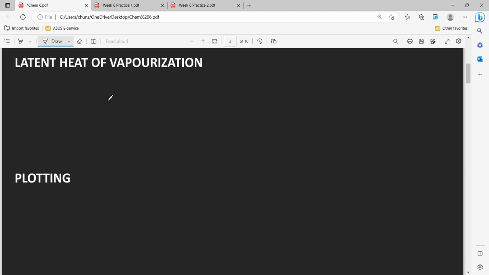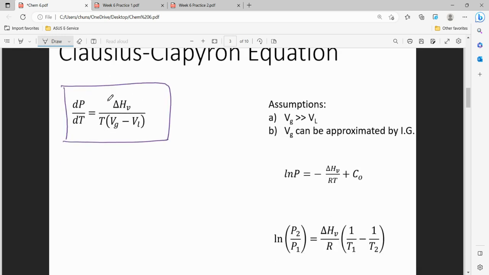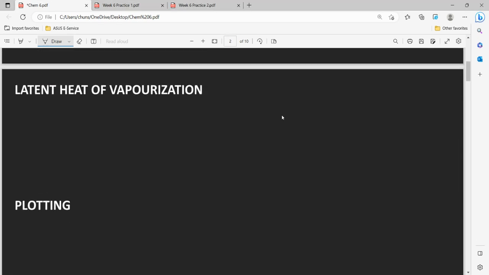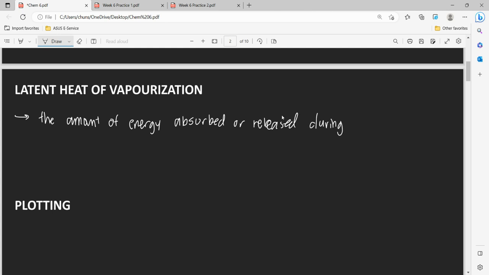We can also talk about latent heat of vaporization, which we use this equation here for. And we can define latent heat of vaporization as the amount of energy either absorbed or released during phase change.